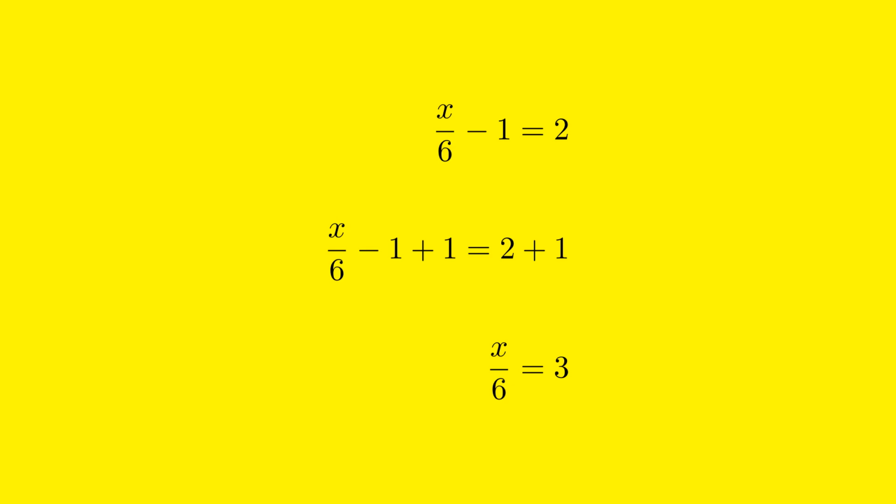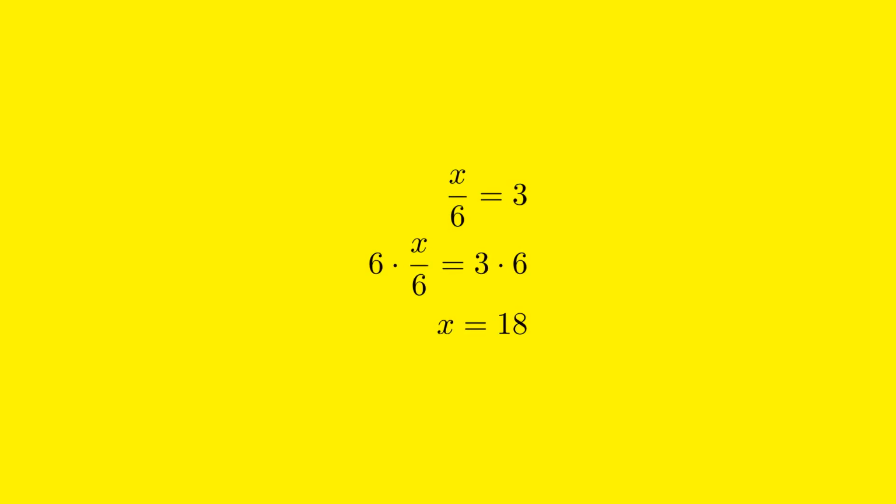This action is based on the principle that whatever we do to one side of the equation, we must do to the other side to keep the equation balanced. So, we start with x divided by 6 minus 1 equals 2. Add 1 to the left-hand side, which cancels out the minus 1, and do the same on the right-hand side. Now the expression on the left-hand side becomes x divided by 6, and the expression on the right-hand side becomes 2 plus 1. So x divided by 6 equals 3.